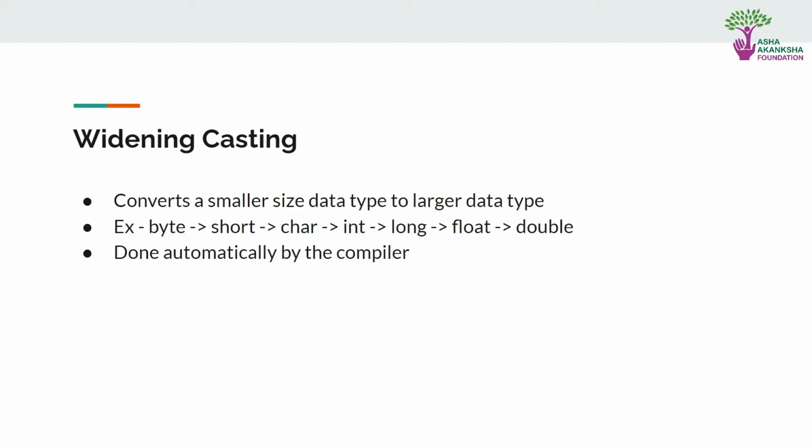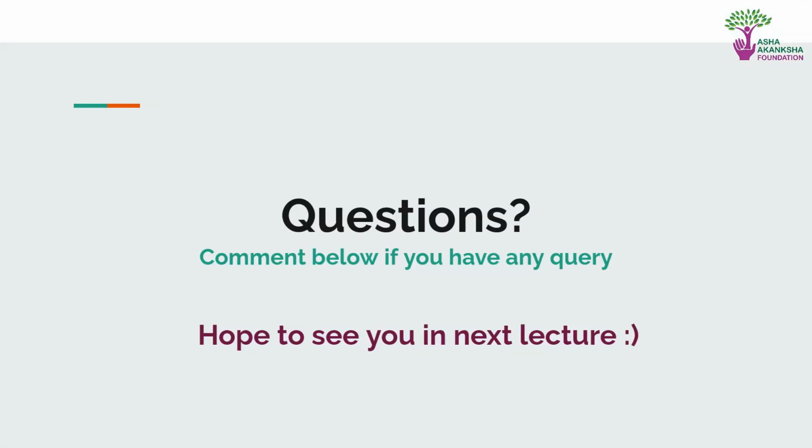On the other hand, we have widening casting. It converts a smaller size data type into a larger size data type. This can be done automatically by the compiler. So let's say we have a long which is 4 and we want to convert it to a float value. It can simply assign 4.0 to it and it will become float, and the value has not changed at all. This is easy for our computer to understand and thus can be performed automatically by the compiler.